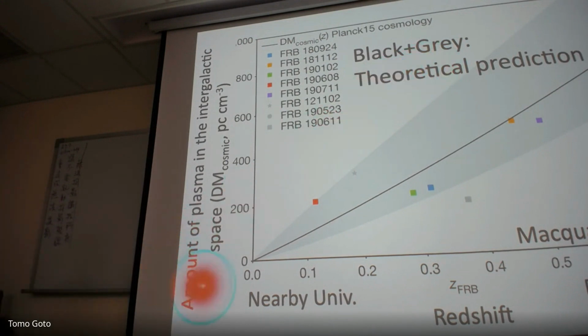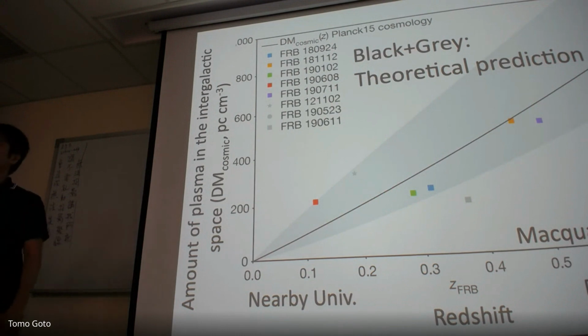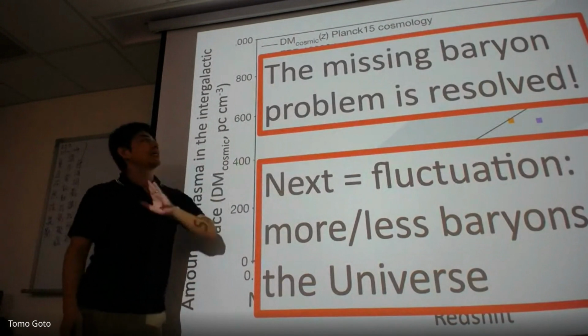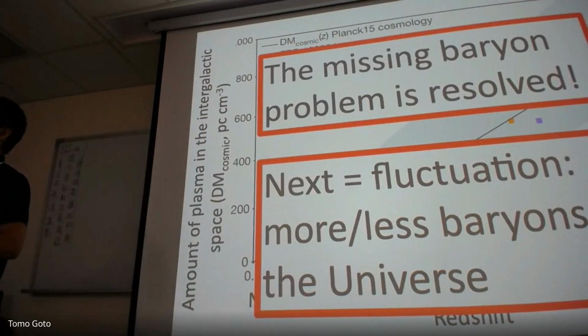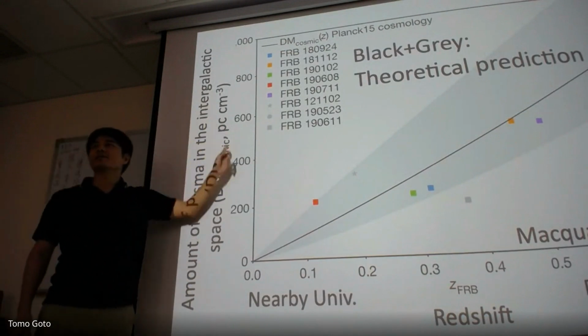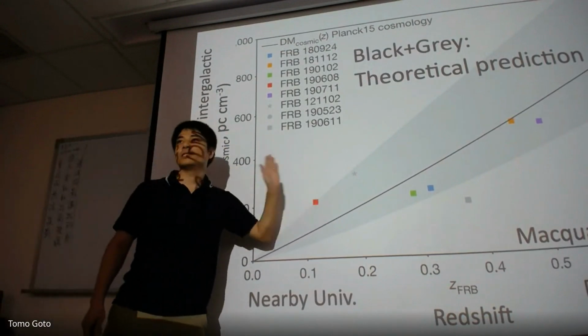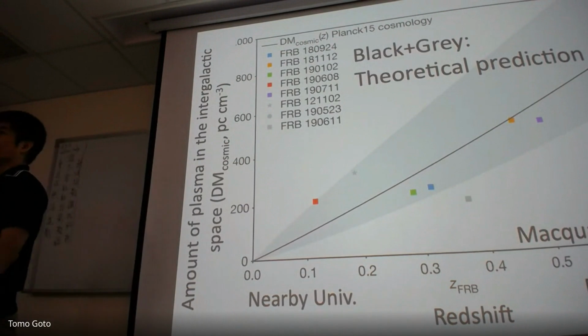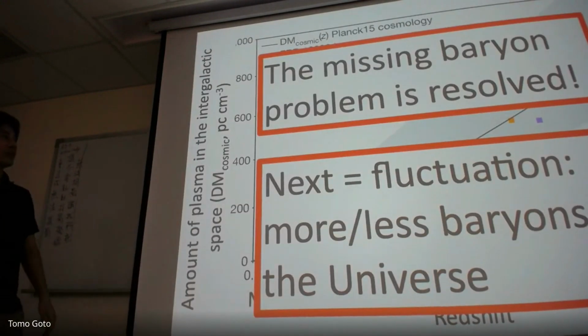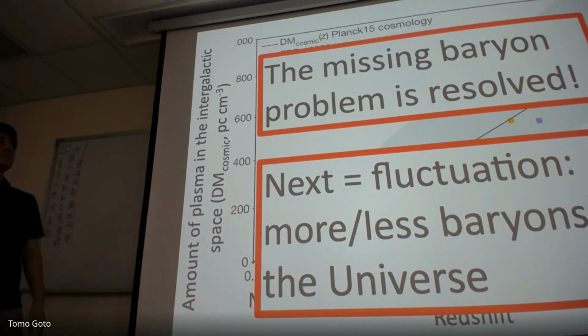Then see, this is a theoretical prediction, and actually what they observe is really consistent with this theoretical prediction. So this is saying that basically the missing baryon problem is resolved, because now you are observing the missing baryons on the y-axis, and this is exactly consistent with the theoretical prediction. So this long-lasting problem has recently been resolved, I would say.